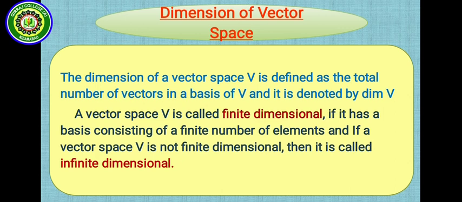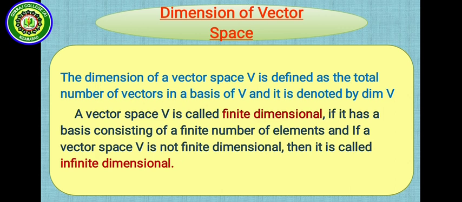Before going to the dimension of vector space, we discuss the basis of vector space. What is the basis of vector space? B is a non-empty subset of vector space V, B is linearly independent, and V equals span of B. Then we say that B is a basis for vector space V. Here, if B is a basis for V, then the total number of elements in the basis set is called the dimension of vector space.